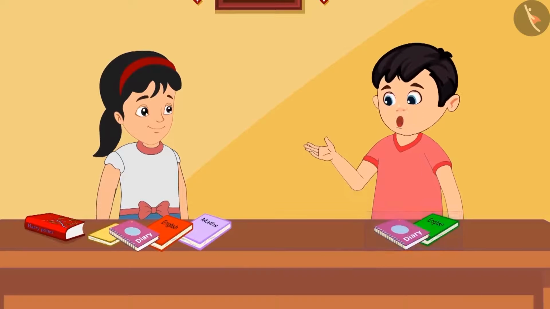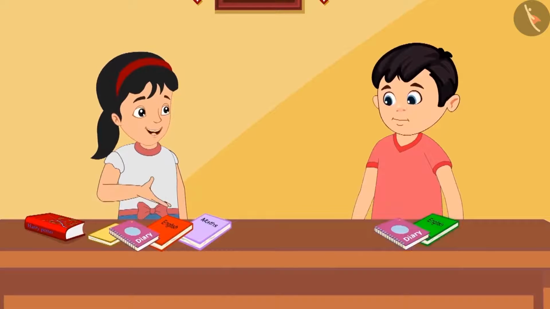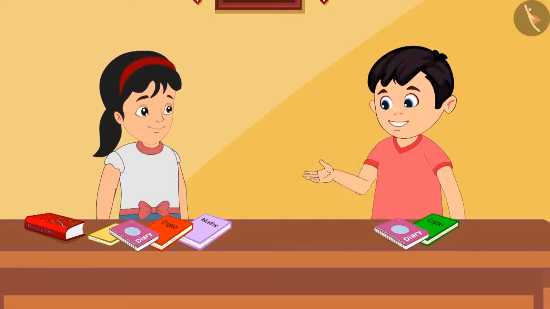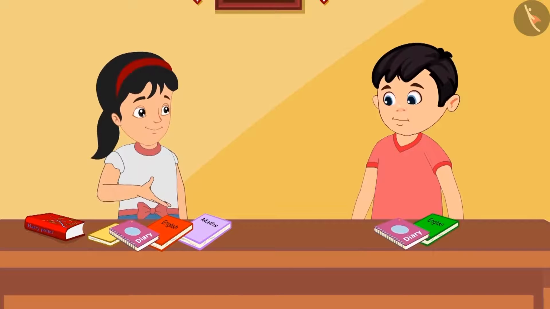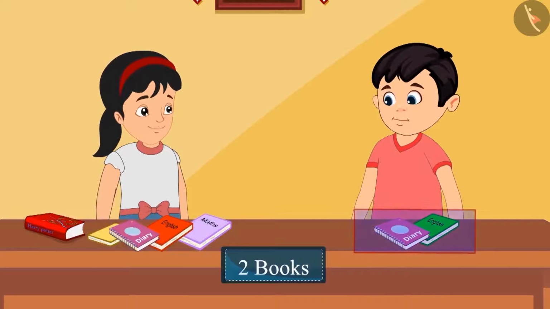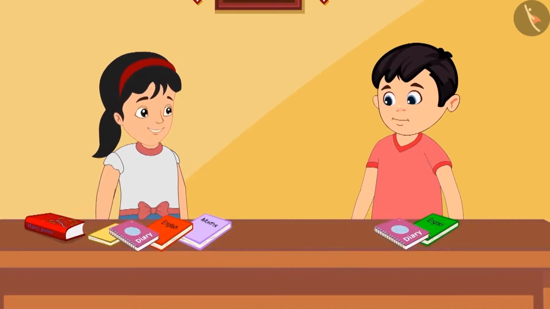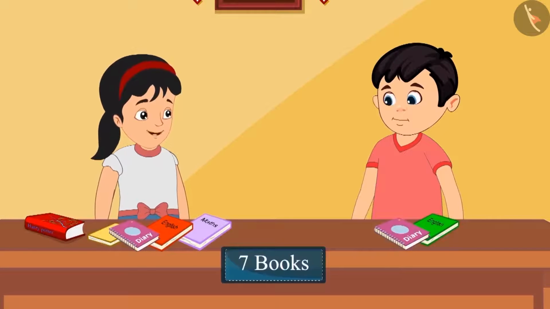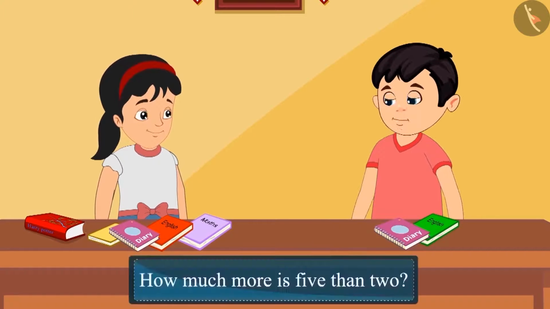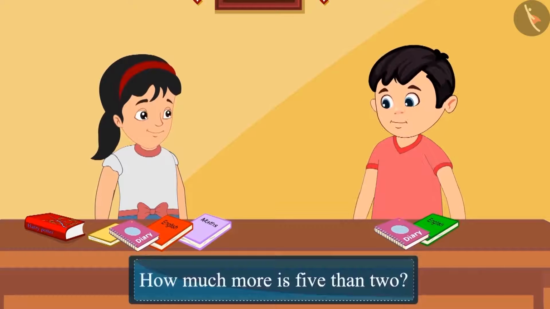You have more books than me. Yes, Chotu, but it's okay. You give as many books as you have. That's okay, Pinky. But how many more books do you have than me? I have 5 books with me and you have 2 books. So, I have 7 more books than you. No, Pinky. You have added 5 and 2. Instead, you had to tell me how much more is 5 than 2.